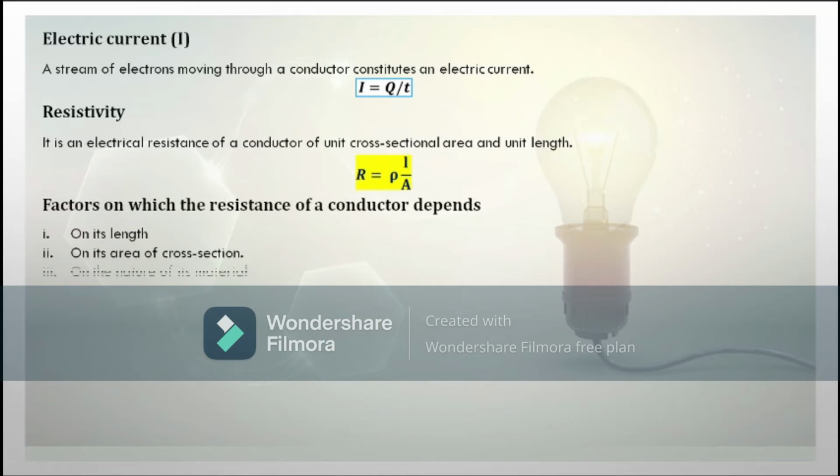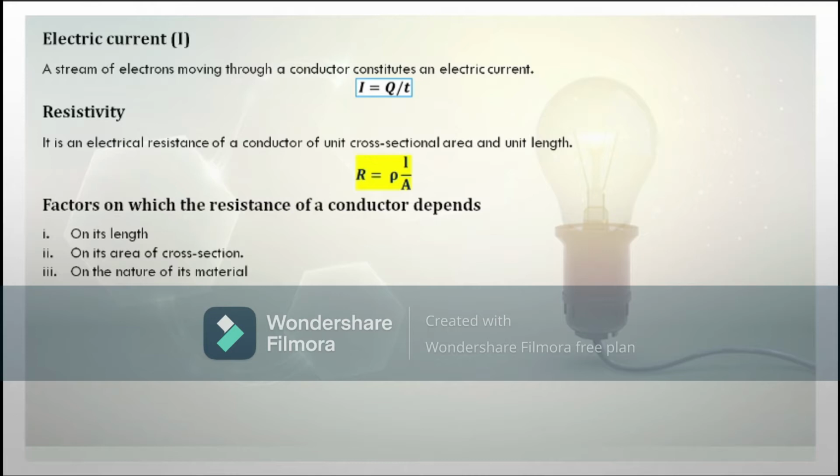Now moving on to the next point, the factors on which the resistance of a conductor depends. This also you should know from the point of view of examination. The resistance of a conductor depends on its length, on its area of cross-section, and on the nature of its material. As in the previous resistivity formula, A is the area of cross-section and L is the length.